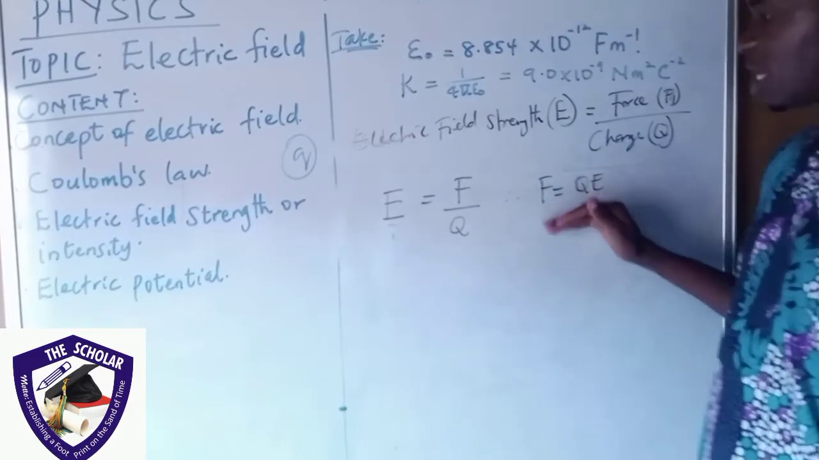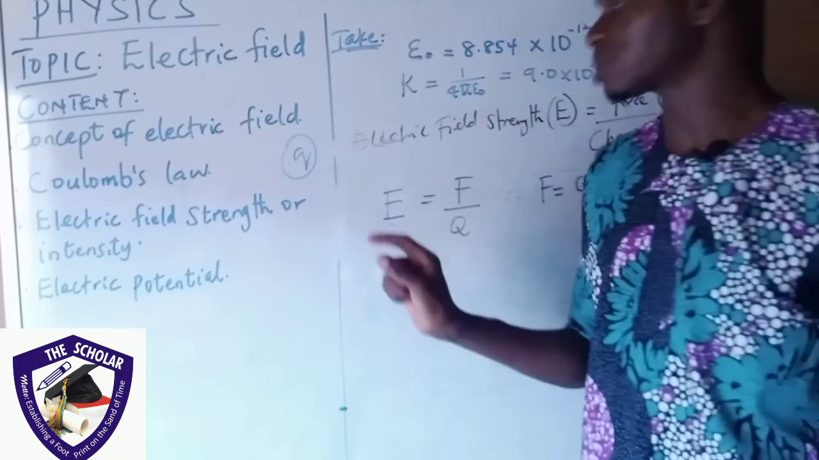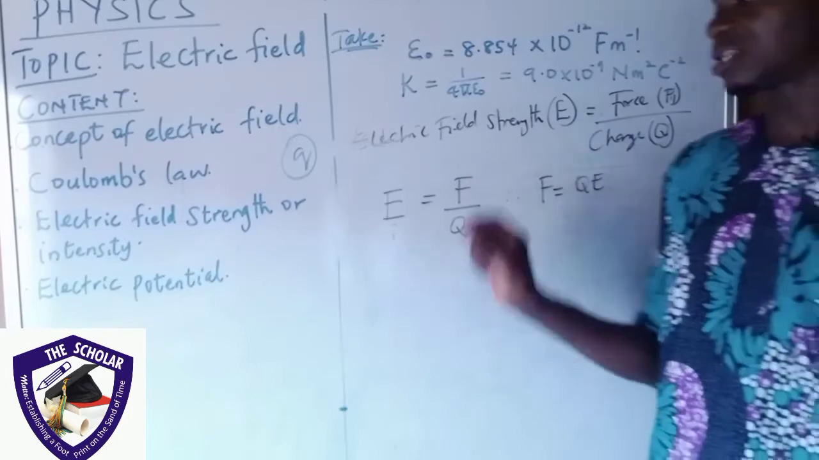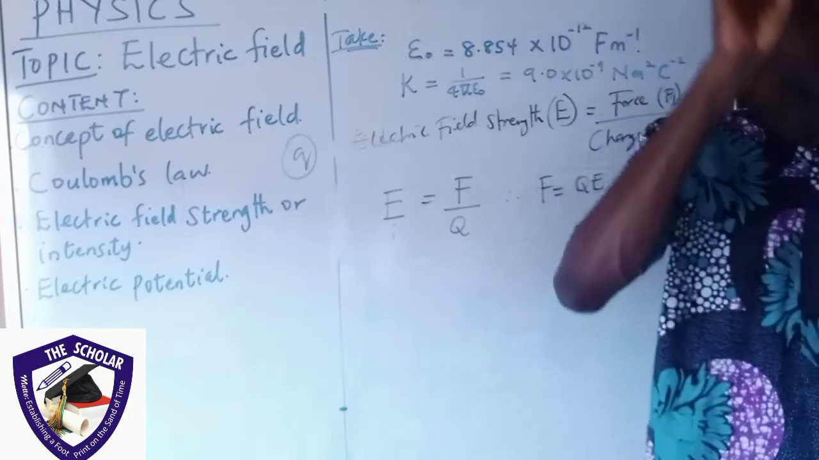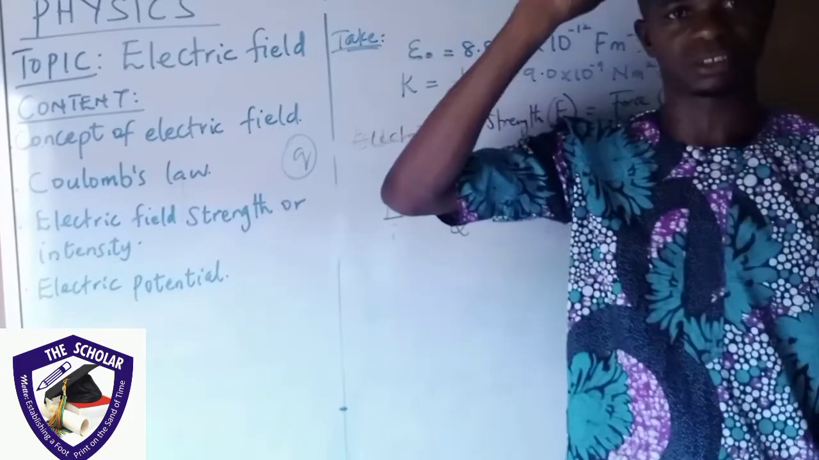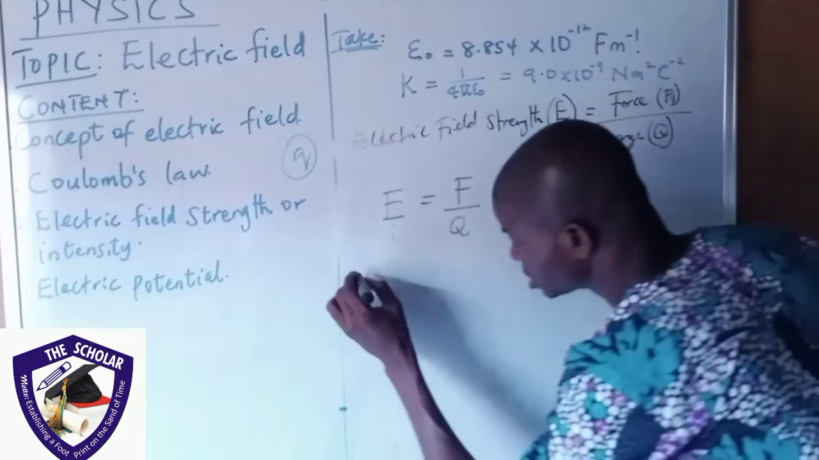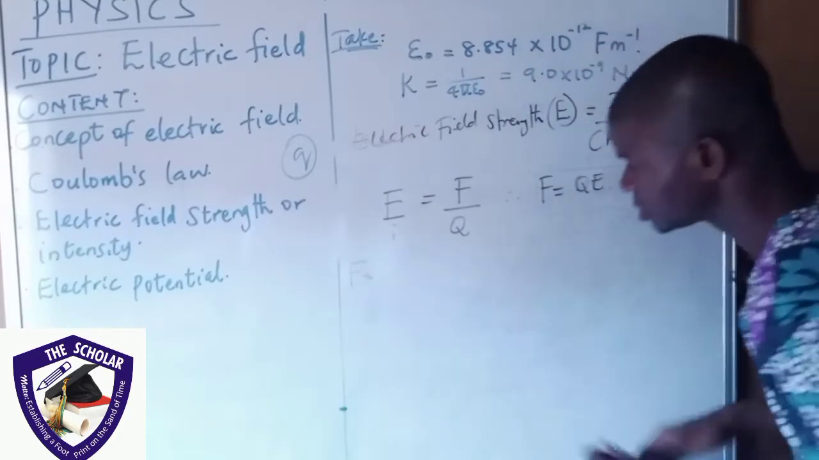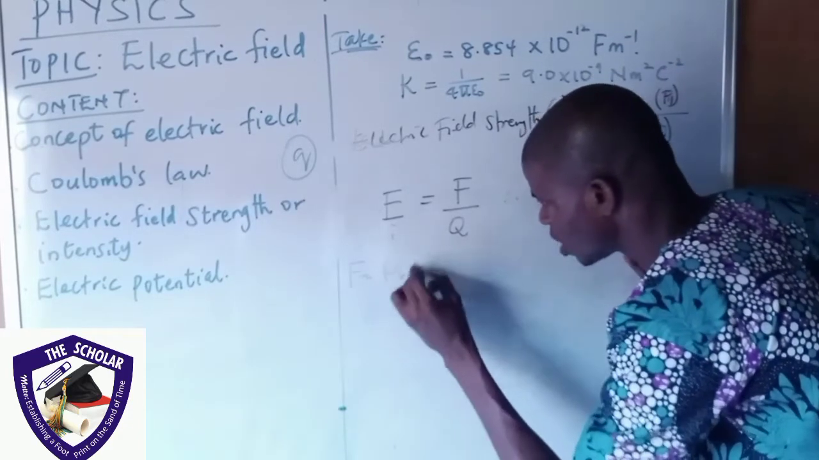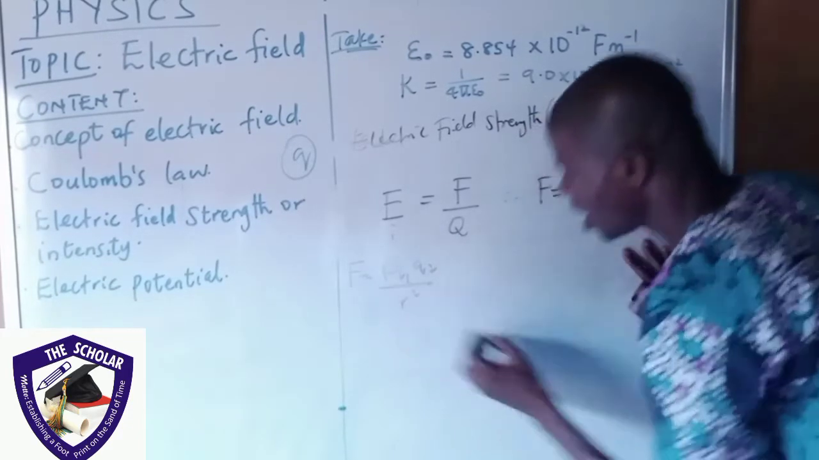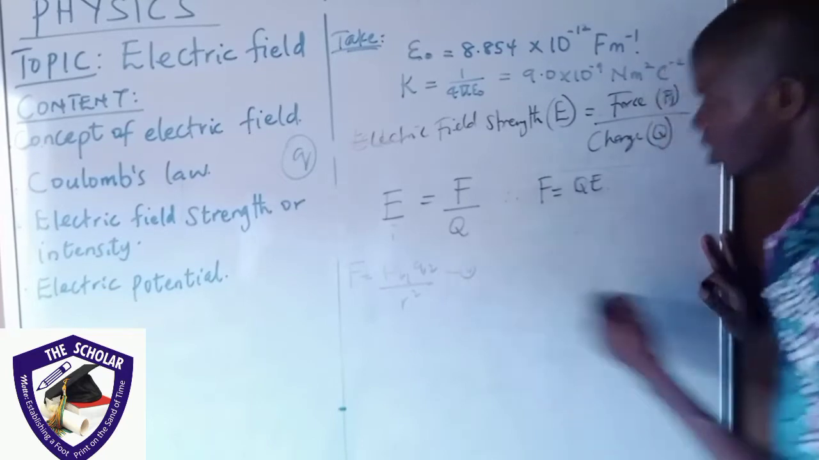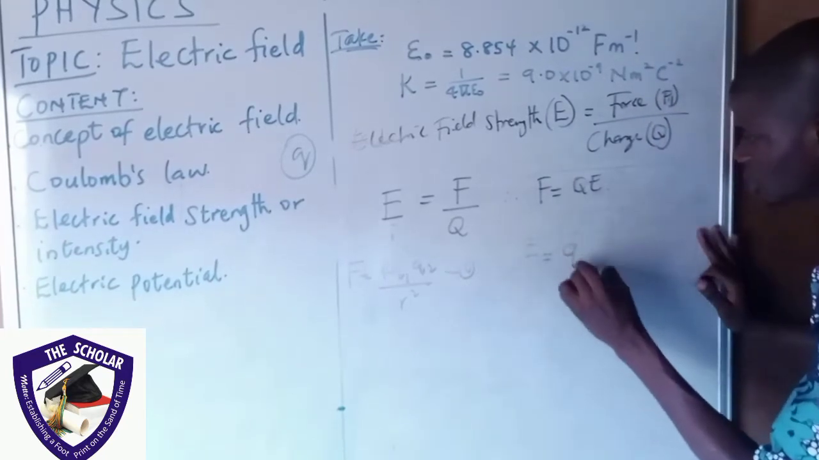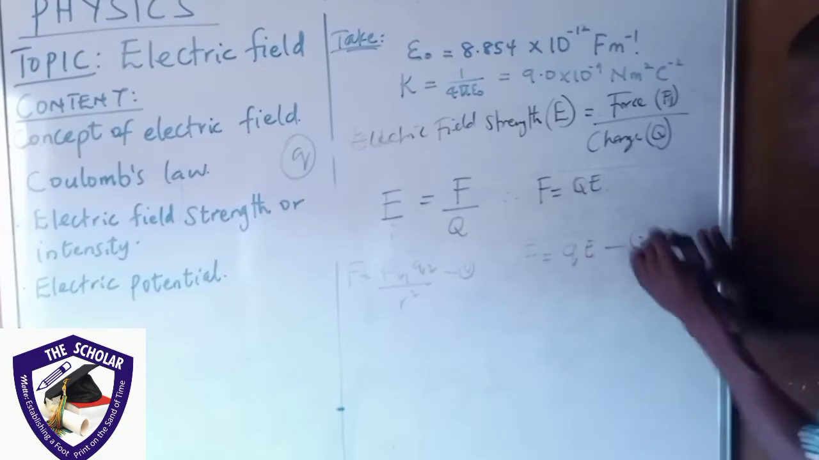Now, we can take this further from Coulomb's law to arrive at a standard formula for the electric field strength at a point, per unit charge. From electrostatic force, or Coulomb's law, our F is equal to K Q1 Q2 over R squared. Let's call this equation 1. And we also said that F is equal to QE. Let's call this equation 2.